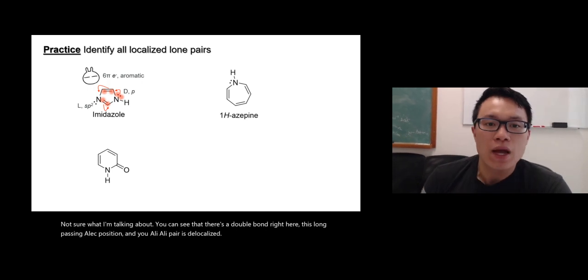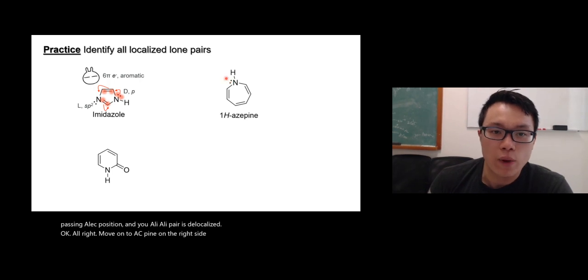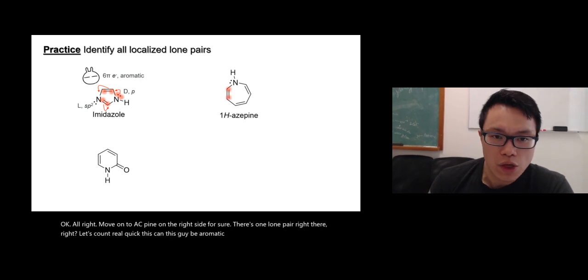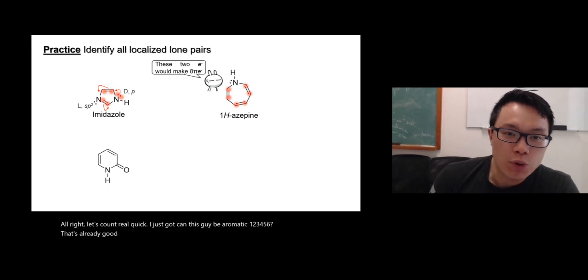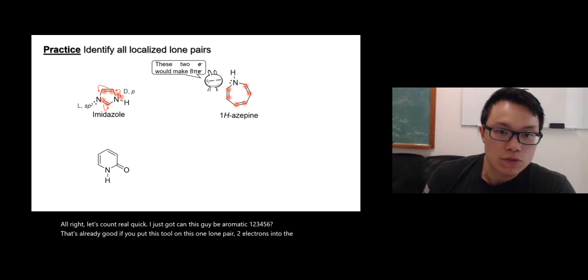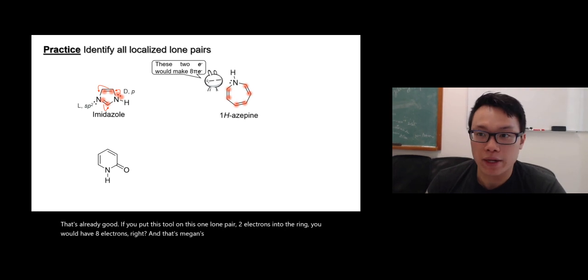Okay. Move on to the pyrrole on the right side. For sure, there's one lone pair right there. Let's count real quick. Can this guy be aromatic? 1, 2, 3, 4, 5, 6. That's already good. If you put this one lone pair, 2 electrons, into the ring, you would have 8 electrons, right? And that makes this compound anti-aromatic.